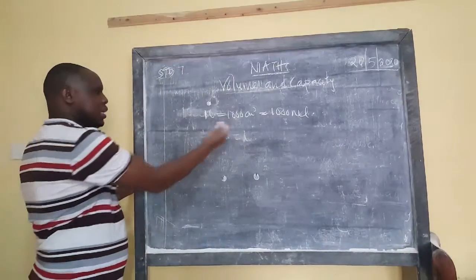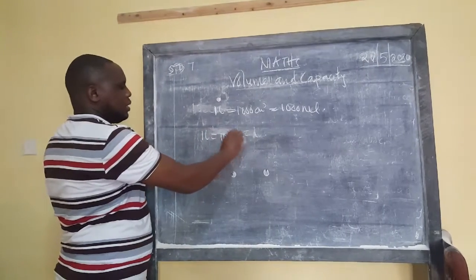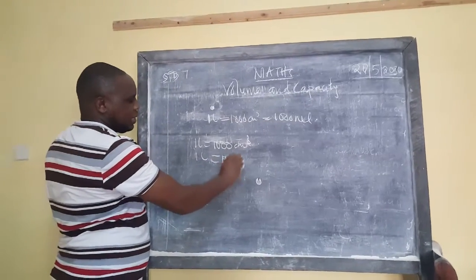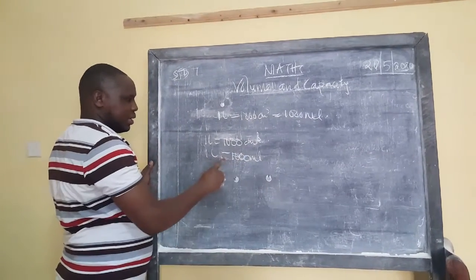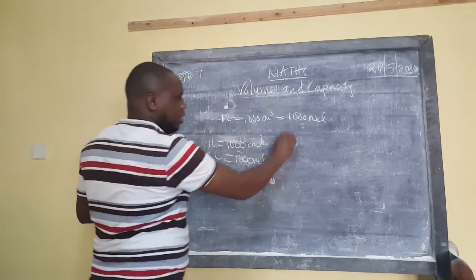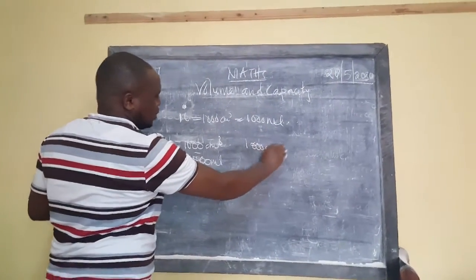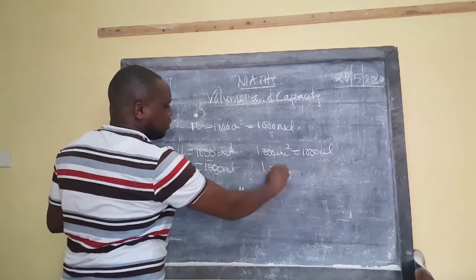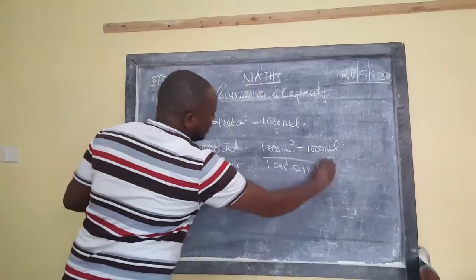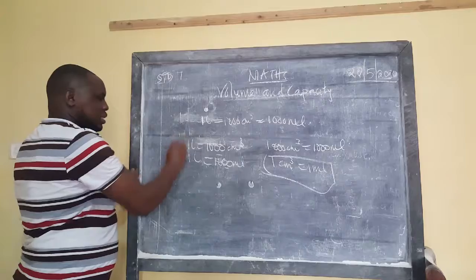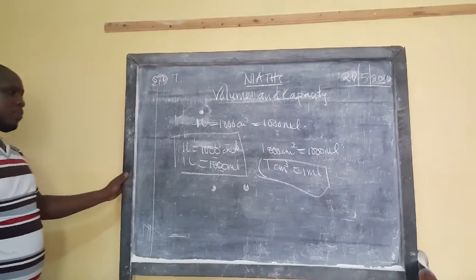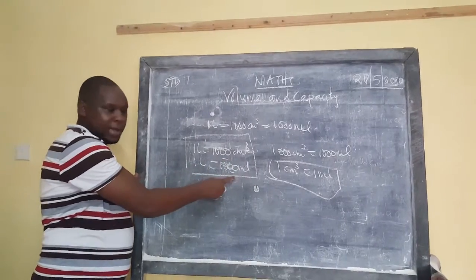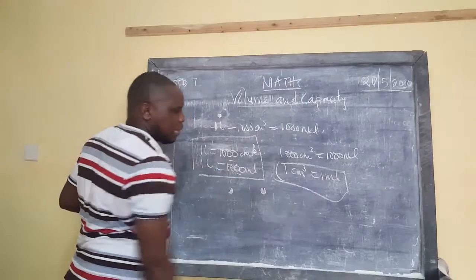So what can we say? That 1 liter is equal to 1000 centimeters cubed. The same 1 liter is also equivalent to 1000 ml. What does that mean? If you compare this and this, it is the same. So you say 1000 cubic centimeters is equivalent to 1000 ml. And so we can conclude that 1 cubic centimeter is equivalent to 1 ml. These are two other relationships. So 1 liter is equal to 1000 cubic centimeters, and 1 liter is also 1000 ml. 1 centimeter cubed is also 1 ml.